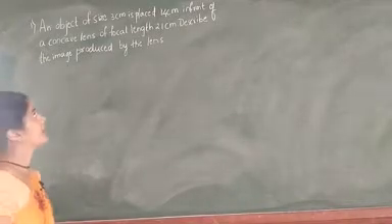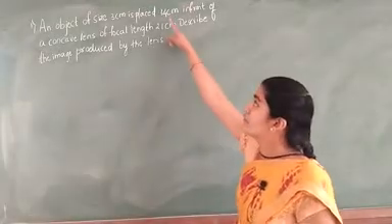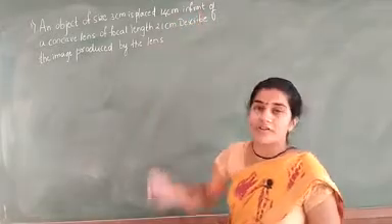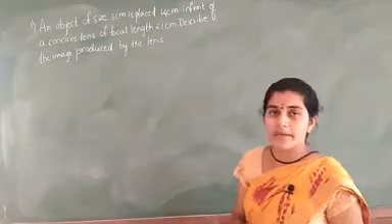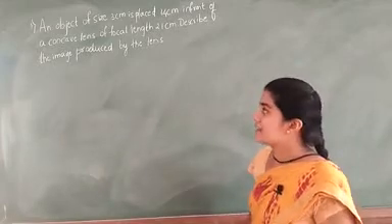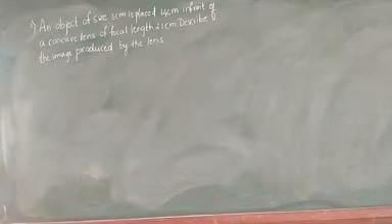Morning friends. Today we are starting the problems again on chapter 9. First one: an object of size 3 centimeter is placed 14 centimeter in front of a concave lens of focal length 21 centimeter. Describe the image produced by the lens.